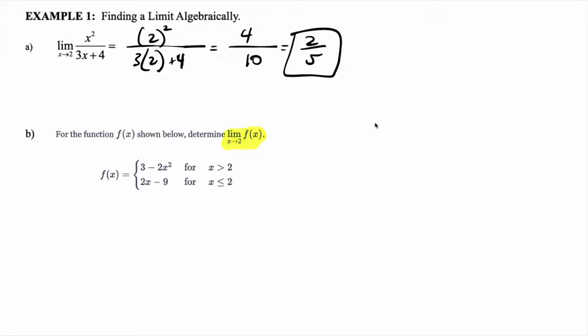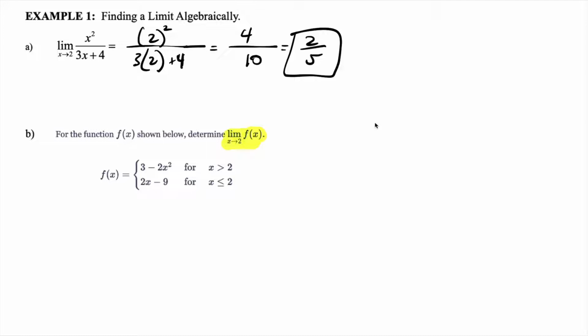Yep, any number bigger than 2, I plug into the top. Any number that's 2 or less, I use the bottom. So where does it change? When do I change functions I'm using? At 2, right? Lo and behold, that's the one they want me to use.